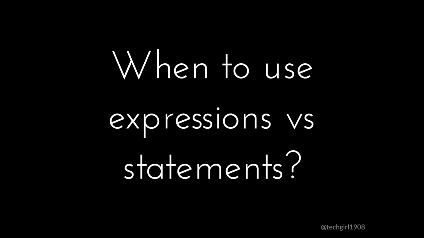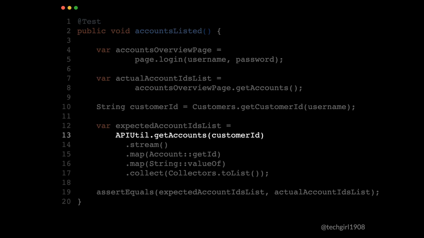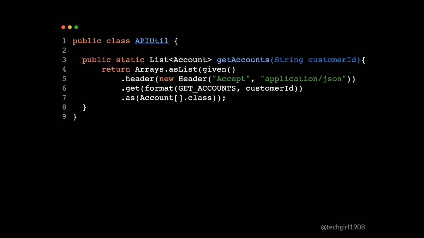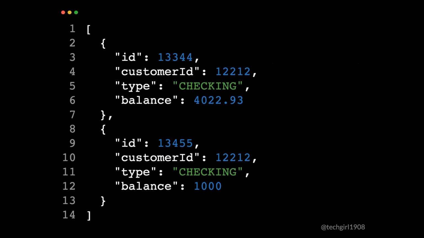Okay, back to our test. So let's go to this getAccounts method, which is making an API call. So this method is making a get call to get all of the accounts for the specified customer. It's then deserializing the response into an array of account objects. Let's look at the API response for this call. Notice here, we have an array of these account objects. Each account has an ID, customer ID, type, and balance.